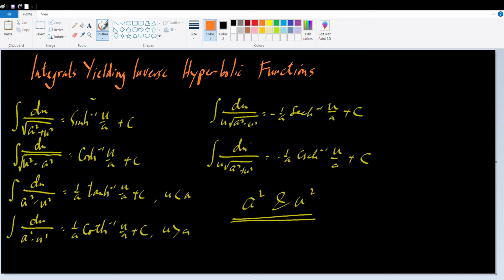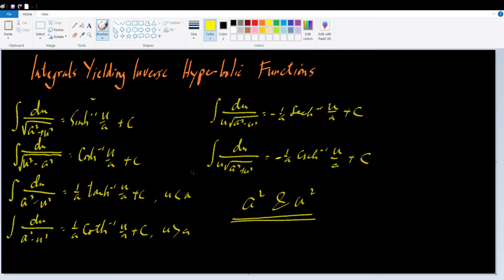The integral of du over u, the square root of a squared minus u squared, is equal to the negative of 1 over a inverse hyperbolic secant of u over a plus c. And finally, the integral of du over u, square root of a squared plus u squared, is negative 1 over a inverse hyperbolic cosecant of u over a plus c.